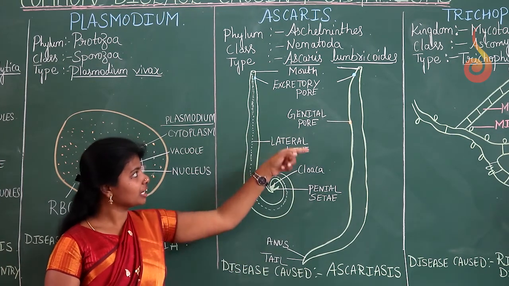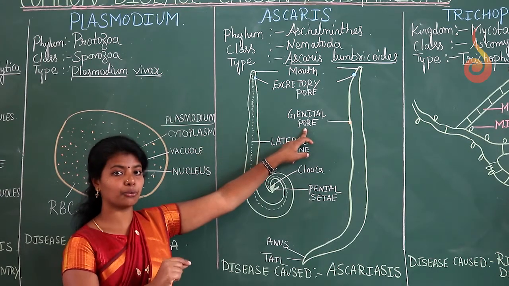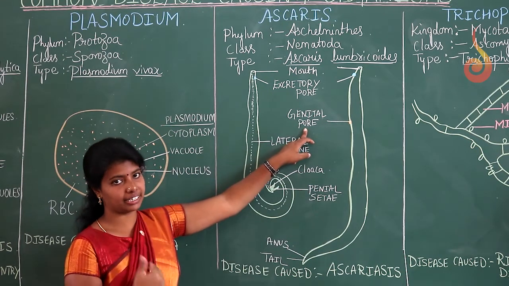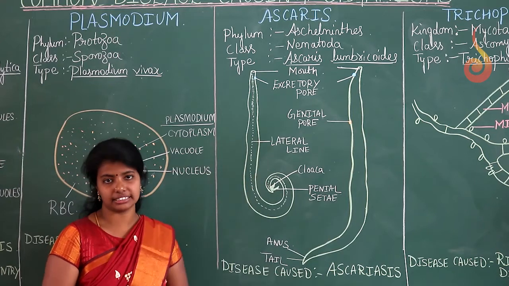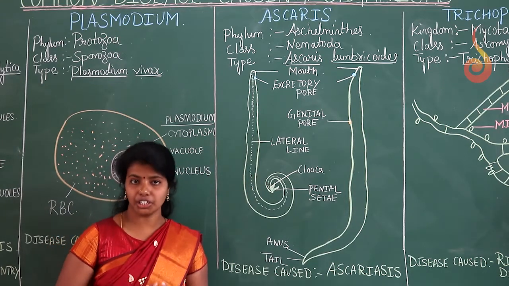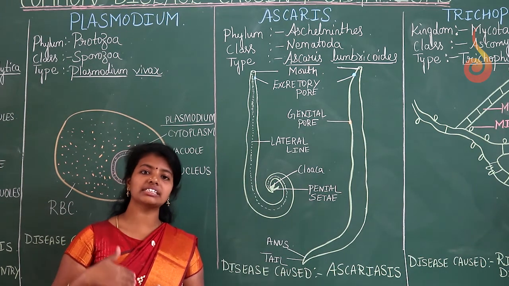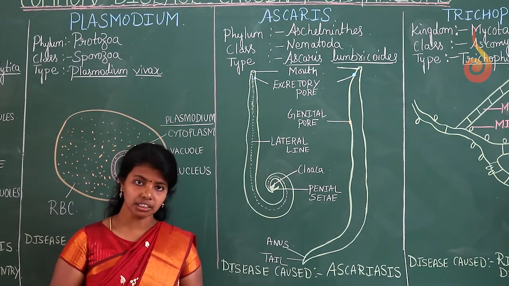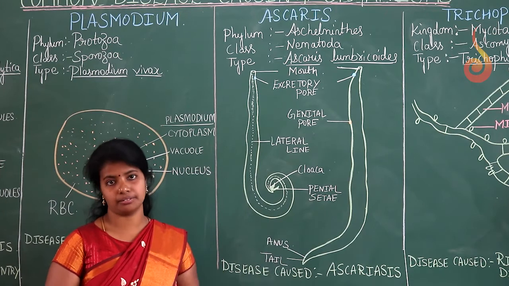Then the female Ascaris, as I mentioned earlier, has a genital pore at the one-third position from the anterior end. So now, by knowing the morphology of this Ascaris, it's very important to know that it's an endoparasite. It lives inside the body of the host. So here the host is the human being. It lives in the intestine of the human.